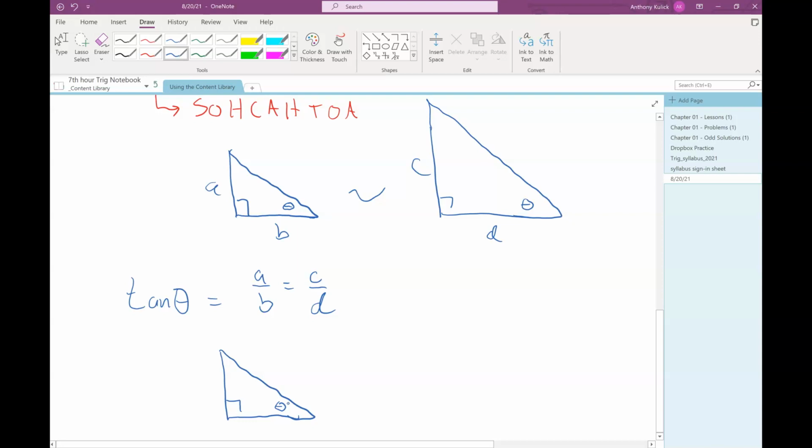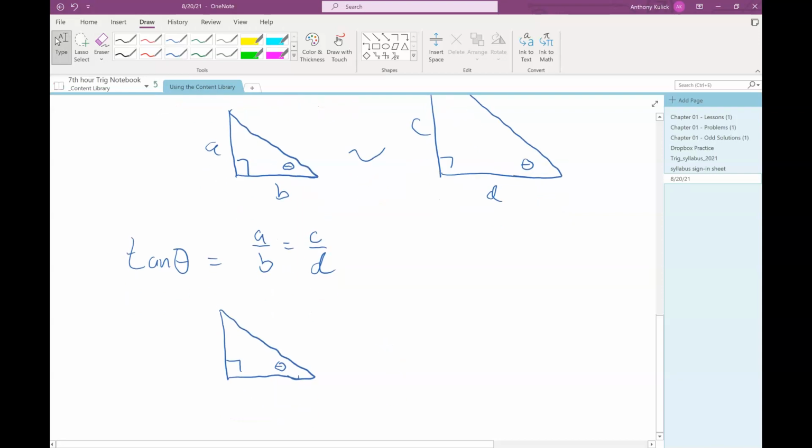So once we've identified the acute angle we're working with, we name the side lengths based on the location of the acute angle. So the hypotenuse is always the longest side of the triangle. The adjacent side is the other part that makes up the acute angle that's not the hypotenuse. And the opposite side is the one that's left over.